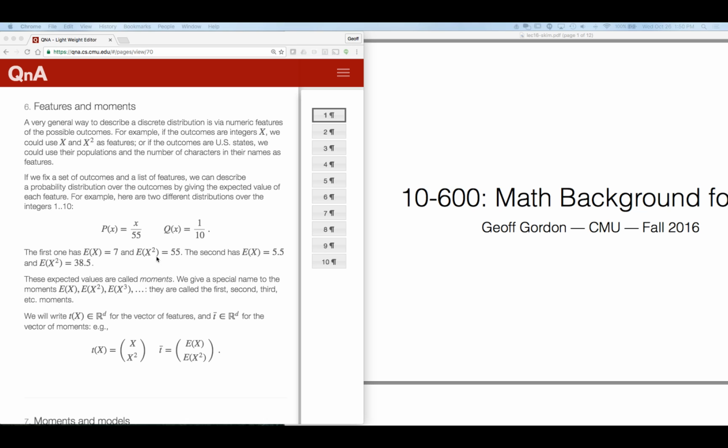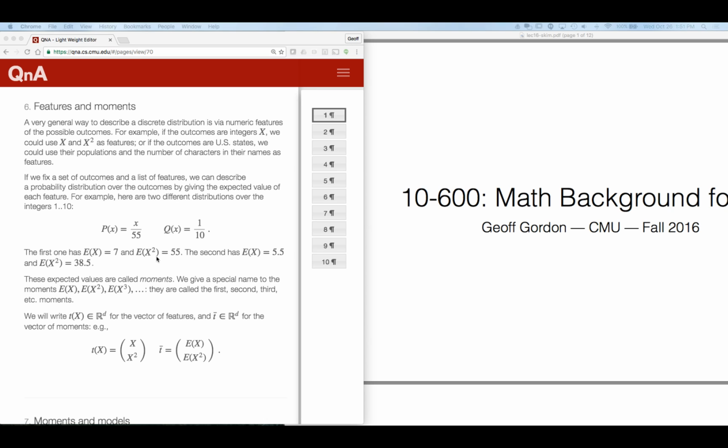So the expected value of a feature is important enough that it has its own name. It's called a moment of the distribution. And if the features are low order monomials like x, x squared, x cubed, there's an even more special name. The expected value of x is called the first moment, of x squared is called the second moment, x cubed the third moment, and so forth.